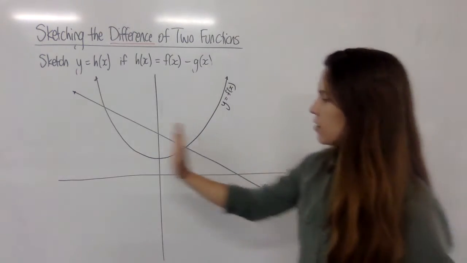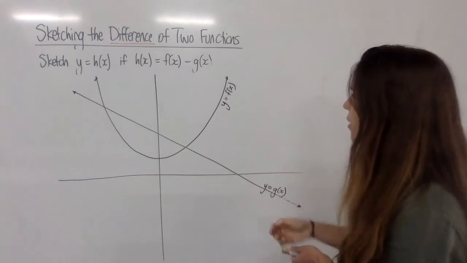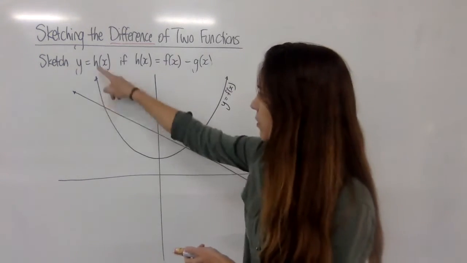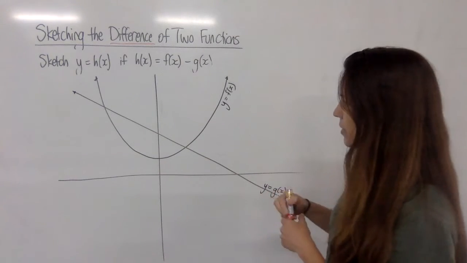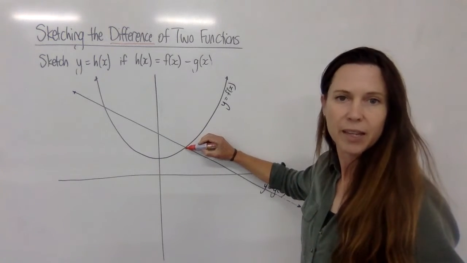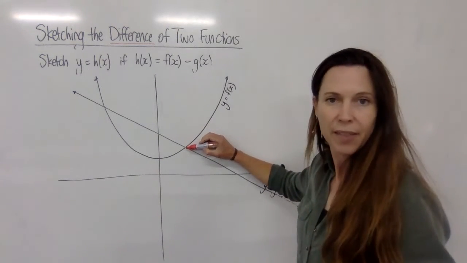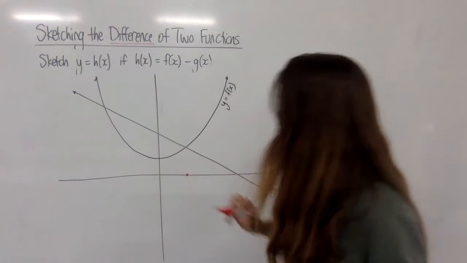At any value of x, you can almost imagine putting a ruler on it and looking vertically. We want to do the y value of the parabola minus the y value of the line. So let's start with key points. How about we start here? Now the y value of the parabola and the line are exactly the same. So if we do one minus the other, we're going to get 0. So at that x value, I can see that it needs to sit right here.